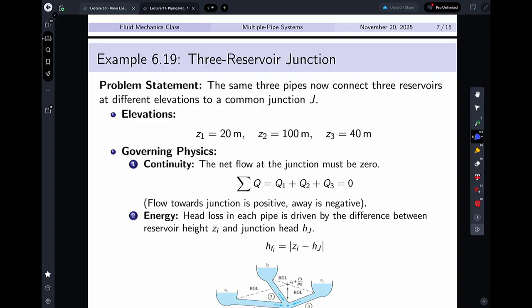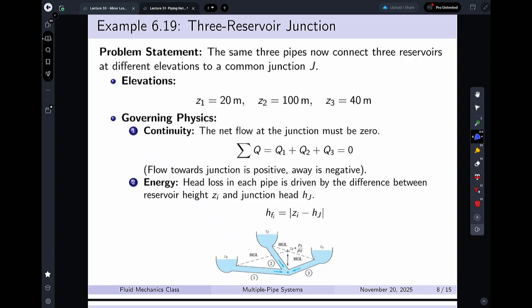Finally, a 3 reservoir problem. Same 3 pipes now connect 3 reservoirs at different elevations, 1, 2, and 3. And you have Z1 equals 20 meters, Z2 equals 100 meters, Z3 equals 40 meters. Continuity has to hold. Q equals Q1 plus Q2 plus Q3. Flow towards a junction is positive, away is negative. Head loss in each pipe is driven by the difference between reservoir height and junction head. So the junction is here, where that point is.